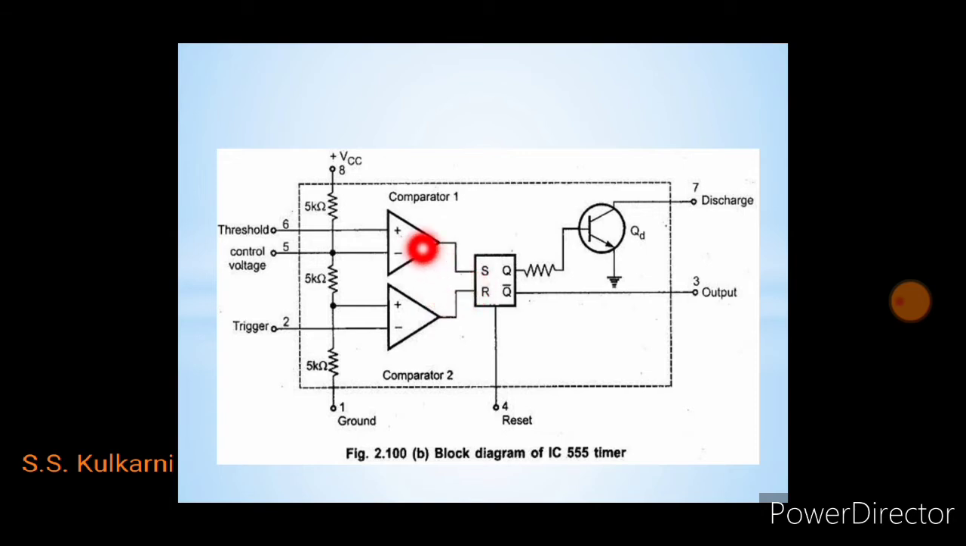When the output of the first comparator is high, S is equal to 1 and hence finally Q becomes 1 and Q bar is equal to 0. That means the output remains in the low state when the first comparator output is 1. Similarly, when the lower comparator output is 1, then R is equal to 1. Hence Q is equal to 0 and Q bar is equal to 1. That means the final output becomes high when the lower comparator output is 1.